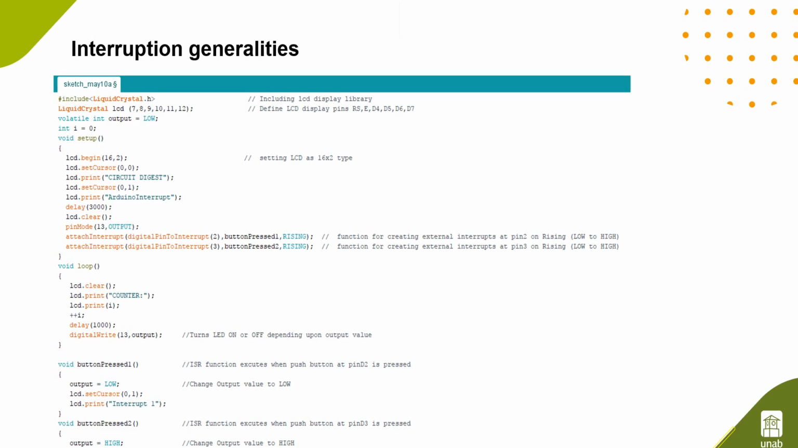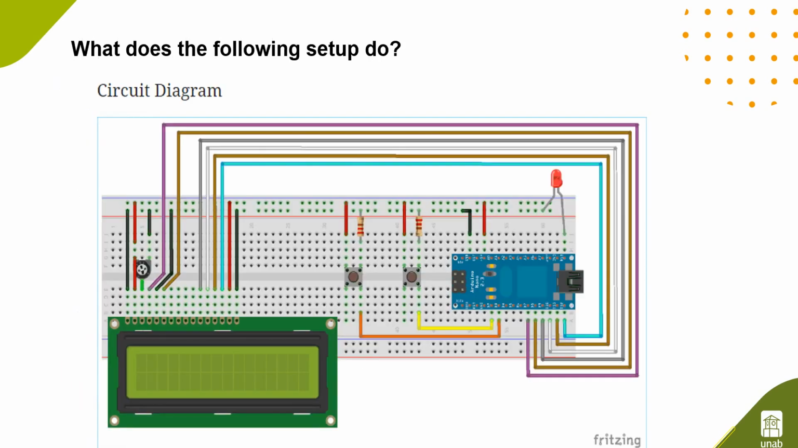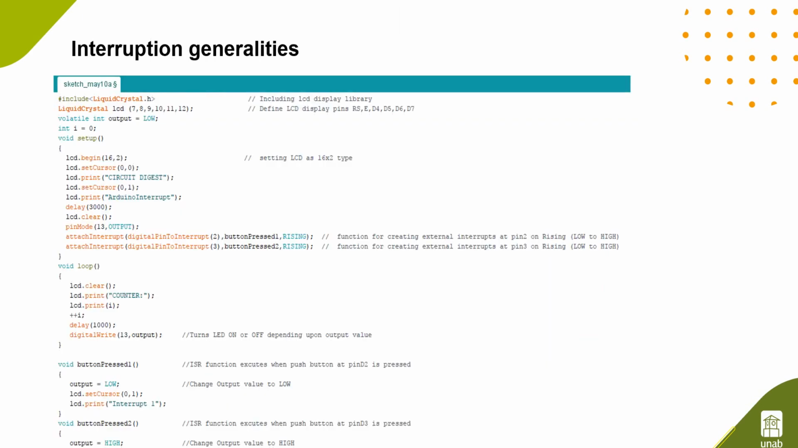So I'm going to show you again the connections, so you can see the interrupts are going to pin number 2 and number 3. Once this occurs, what will happen is that I change the output. For instance, if we go to 0, then I print on the LCD interrupt number 1, or interrupt number 2 whenever the button pressed was the number 2.